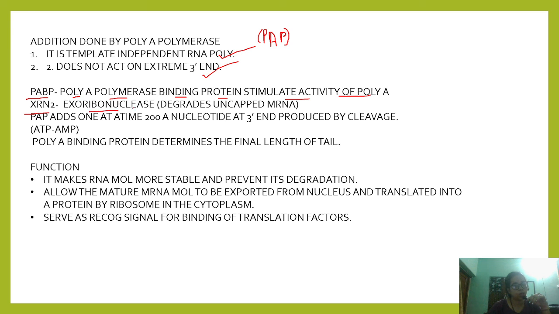XRN2, that is the exoribonuclease in the nucleus, which degrades the uncapped mRNA. So after the mRNA is finally done, the portion of the mRNA which is uncapped will be degraded by this XRN2. Okay. Then PAP adds, one at a time, 200 adenine nucleotides at the 3' end, preceded by the cleavage with the help of ATP and AMP, and poly A binding protein determines the length of the tail.